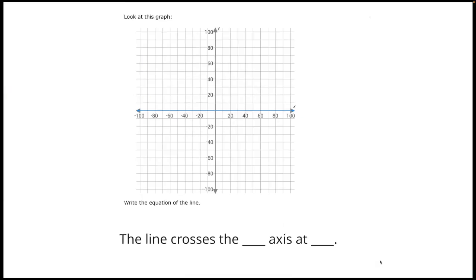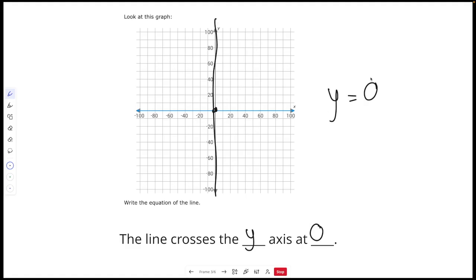For this one, you'll notice that this blue line is right on top of the x-axis. And it seems like, okay, is it crossing the x-axis? Is it crossing the y-axis? My answer to that is it's sitting on top of the x-axis, but it crosses the y-axis. So it crosses the y-axis, and this is actually at 0. So your answer is y equals 0.